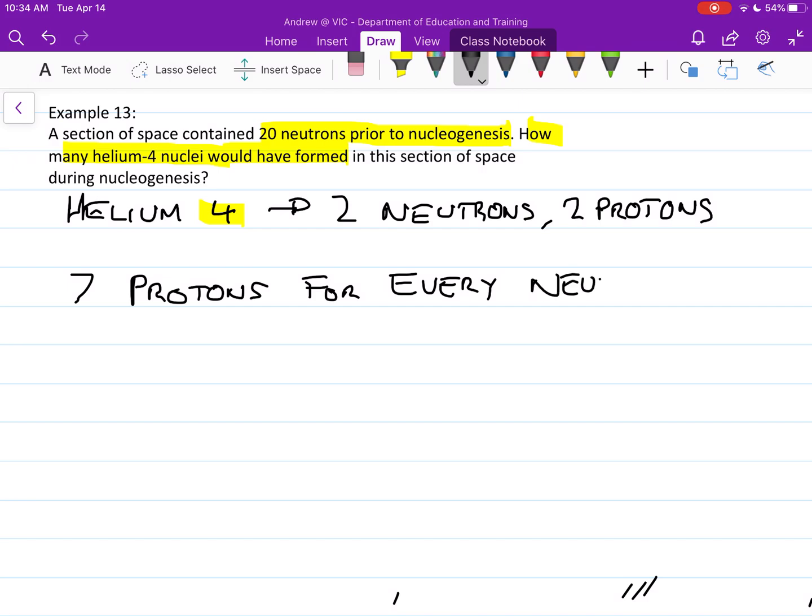So with this, we can figure out, thinking ahead again, how many protons there were. So if there's 7 protons for every neutron and we had 20 neutrons, all we need to do to figure this out is do 7 times 20. And this tells us that there's 140 protons in this space.